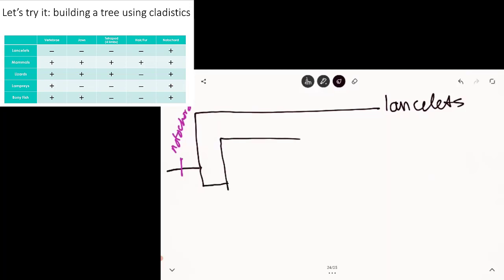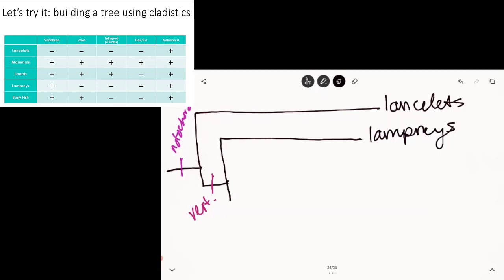So we have another split, and then we have lampreys. And the question is, do all other groups, the lampreys, lizards, mammals, and bony fish, do they all have vertebra? Yes, they do. So where can we put that vertebra trait? You can put it right here. Vertebra.